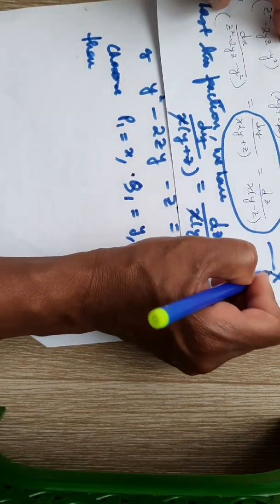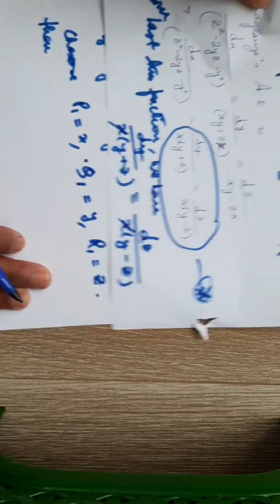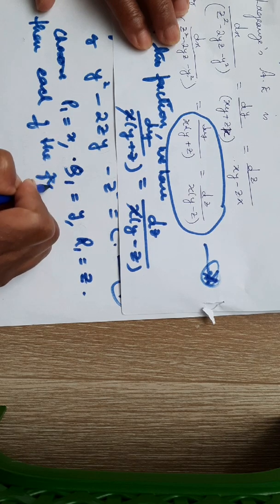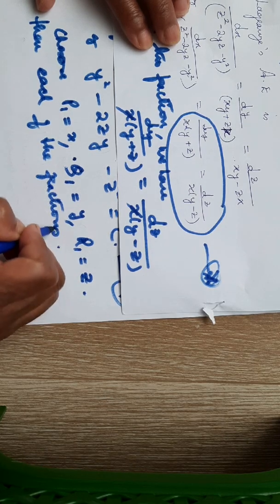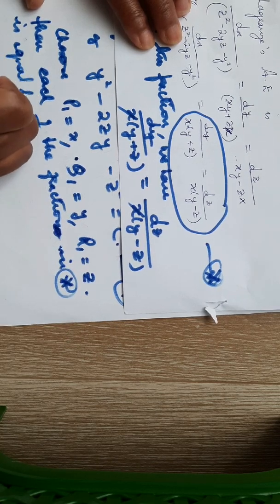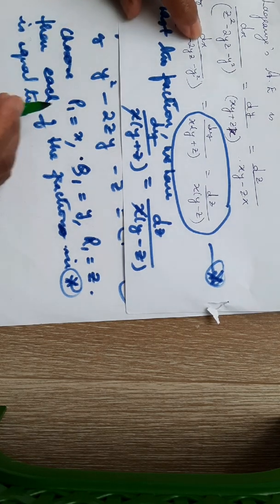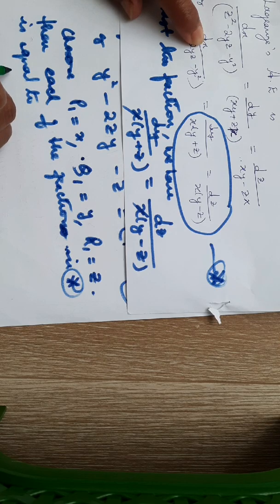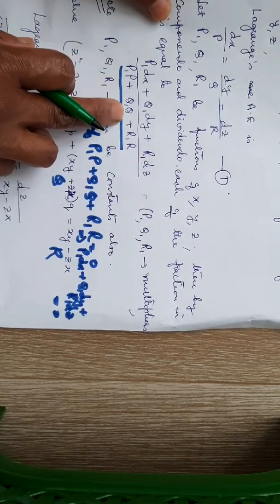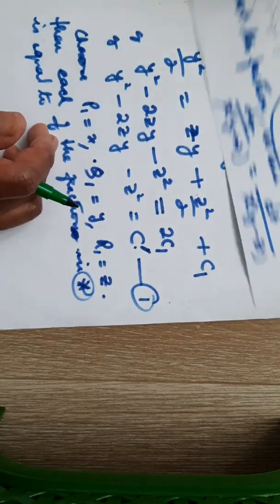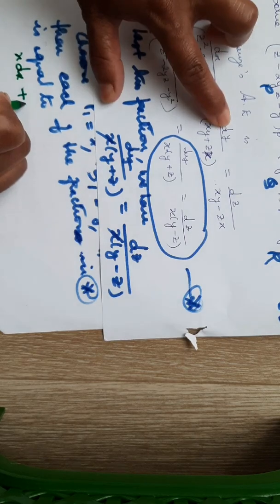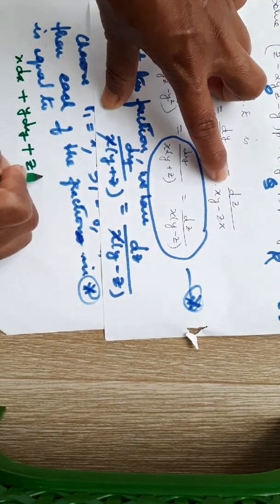Then each of the fractions in equation star is now equal to p1 dx plus q1 dy plus r1 dz by p1 P plus q1 Q plus r1 R. So each one of these will be equal now to x dx plus y dy plus z dz.